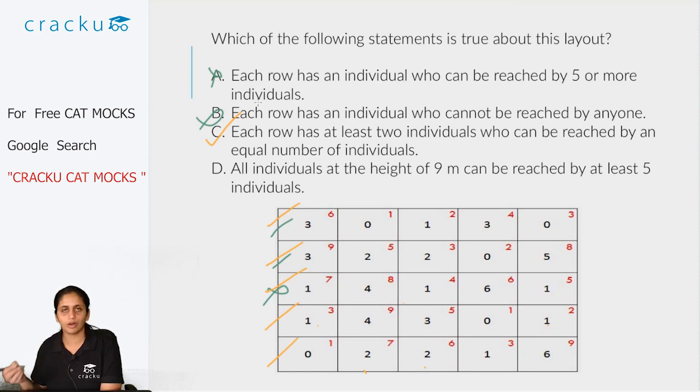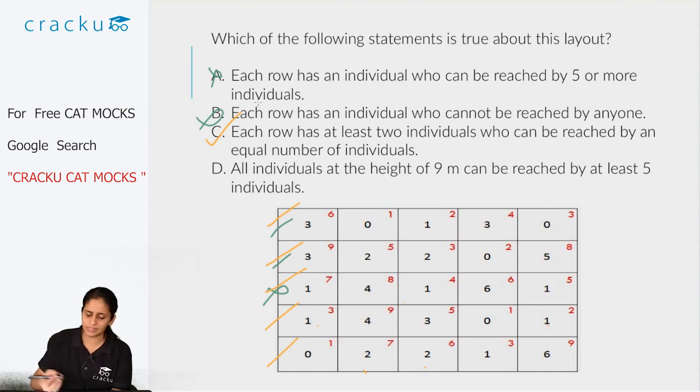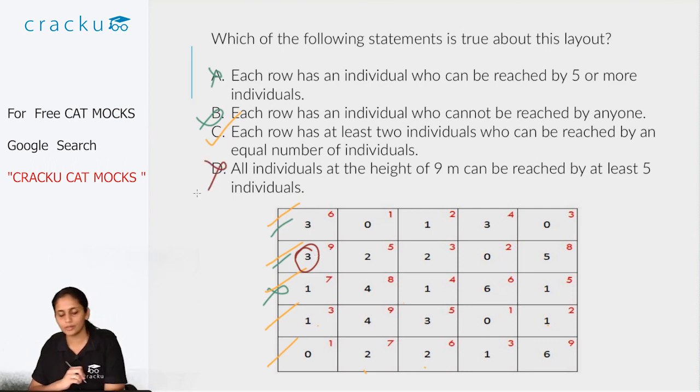Let's check option 4 just for the sake of it. All individuals at height 9 meters can be reached by at least 5 individuals. This is definitely not true. Just take a look at this one. This guy is at height 9 but can be reached by only 3 people. So this is also wrong. So as you can see, the answer to this question is option C.